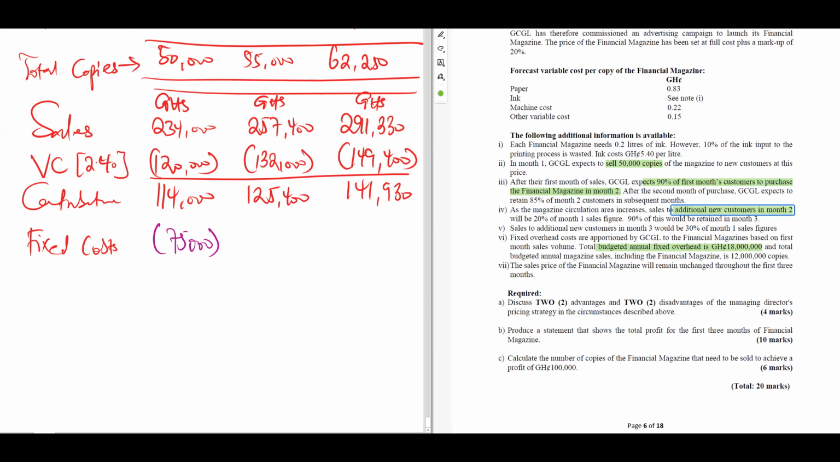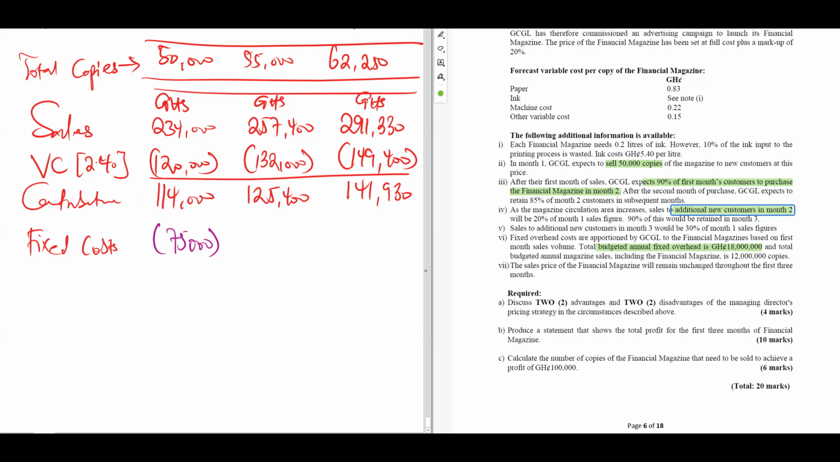Then month 2, I think the same thing will be maintained across. Did they say that? The sale price will remain unchanged through the first 3 months. Okay. Total annual budgeted sales, including financial magazine, of 12 million. It's 12 million copies. Okay, and we have 1.5, so 1.5 throughout by the copies.